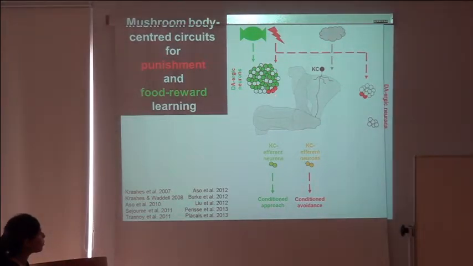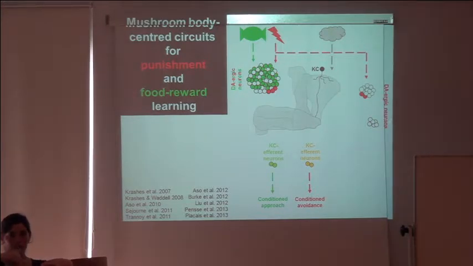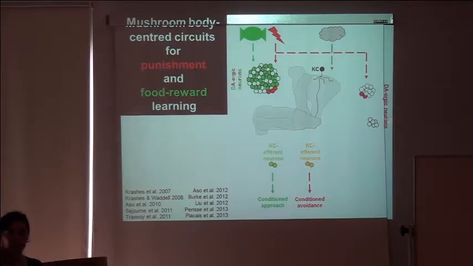And these dopaminergic neurons, I labeled them in red, they project to the Kenyon cells as well. So in the Kenyon cells, the odor information on the one hand and the shock reinforcement information on the other hand coincide to activate synaptic plasticity. As a result, the Kenyon cells that encode this particular odor change their connection strength to the next layer of neurons, the mushroom body output neurons, which then project to premotor centers for approach and avoidance.